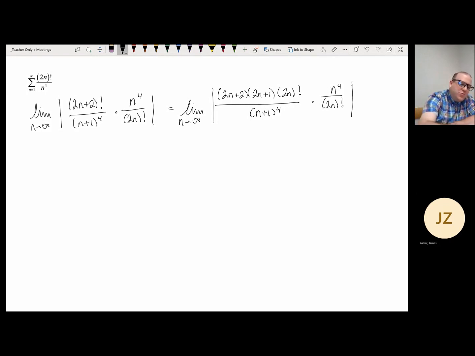Right, rewrite (2n+2) factorial. So we can drop out the (2n) factorials. We're going to be left with, in the numerator, (2n+2) times (2n+1). Nothing we can do with n to the 4th over (n+1) to the 4th. However, we do know that this is going to be positive.